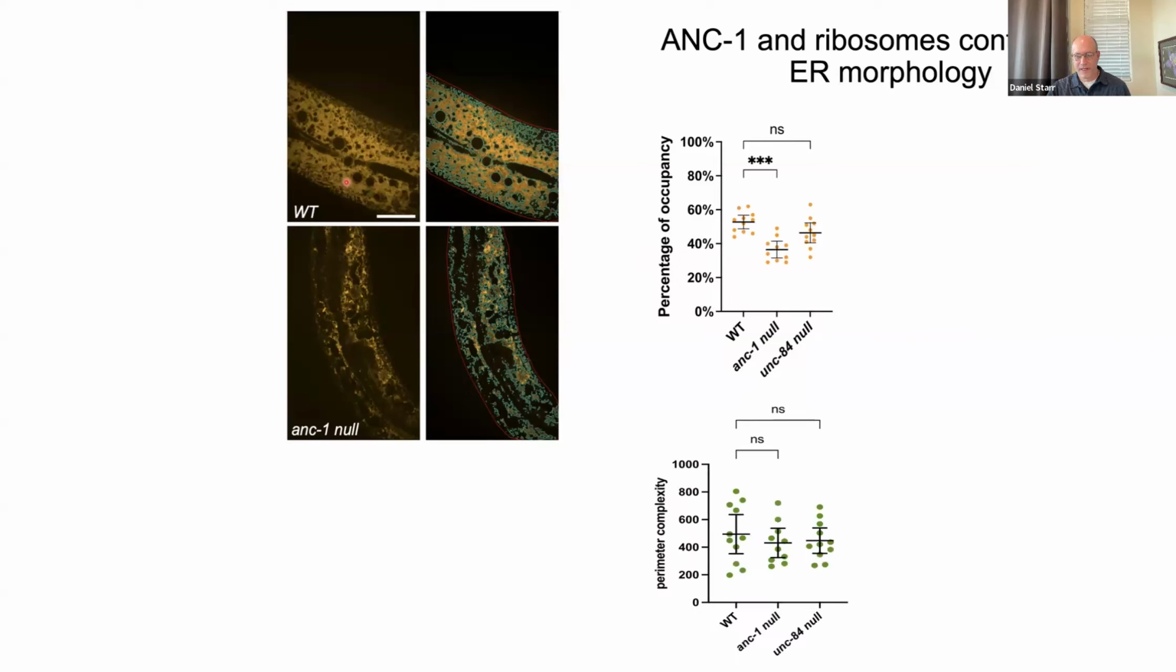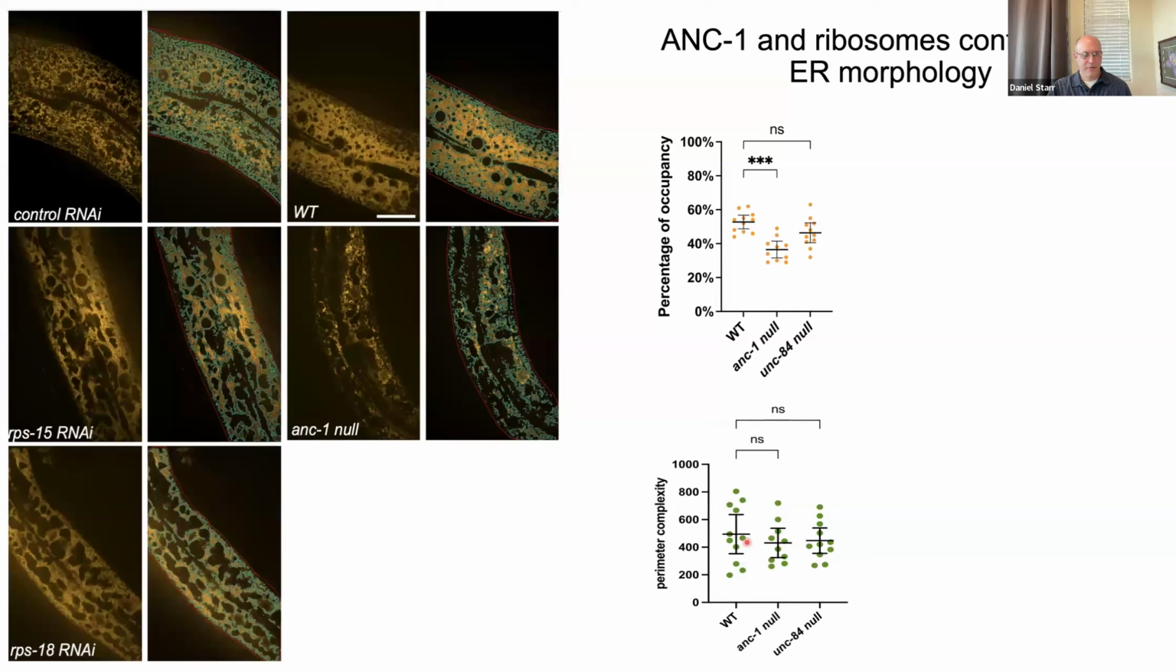All right, maybe a little bit less here. Sorry, it's covering a little bit less than 50% in the ANK1 null. So you see more black here than here. Okay, but the complexity, which is a measurement of how complex the border is, the blue lines here, is equally complex in the ANK1 null and wild type.